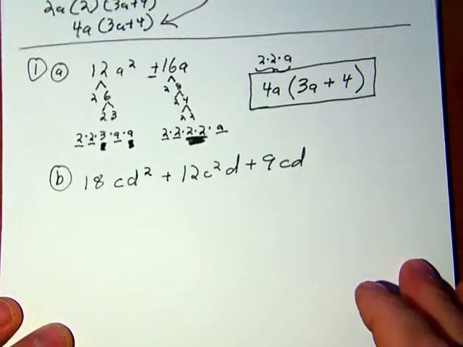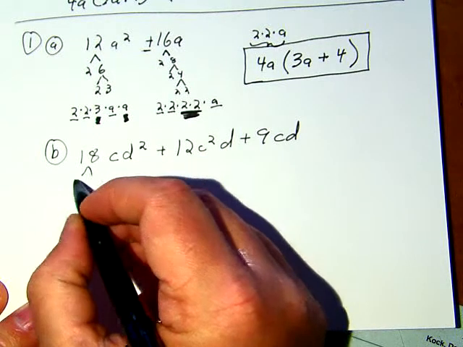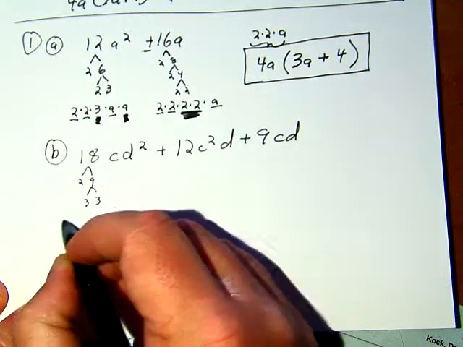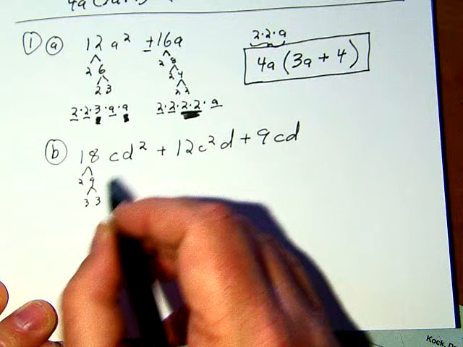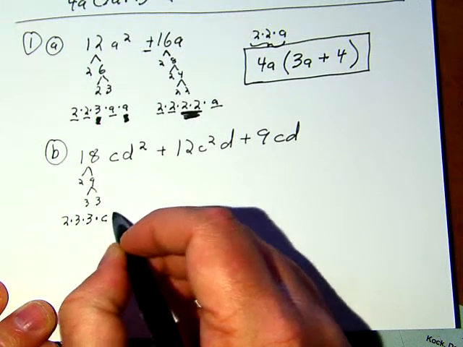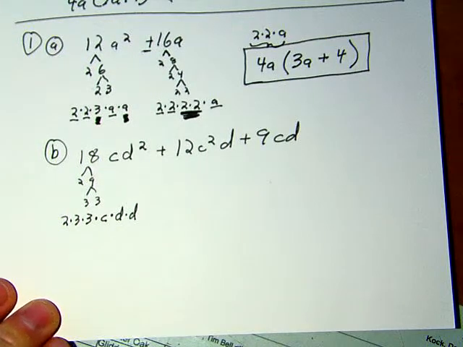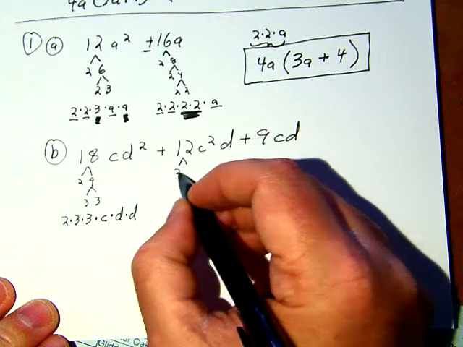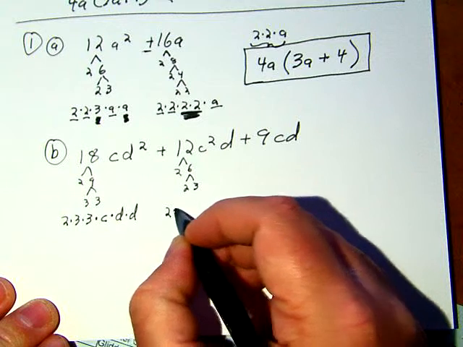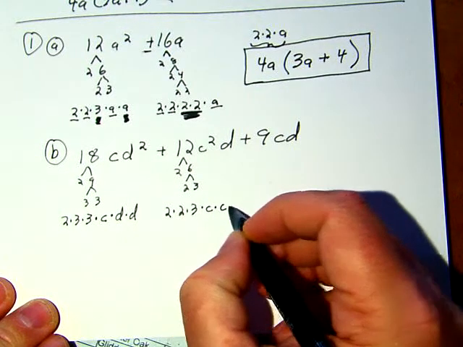Now in this example, we're going to do the same thing. We're going to break these numbers down, 2 and 9, 3 and 3. So we know that this monomial breaks down to 2 times 3 times 3 times c times d times d. All right, now let's break this guy down. 2 and 6, 2 and 3. So this guy is 2 times 3 times c times d.